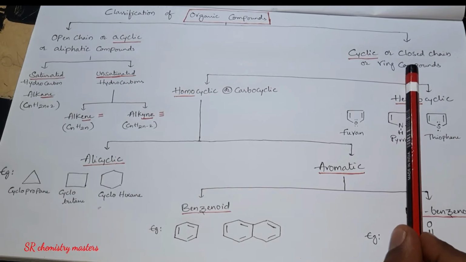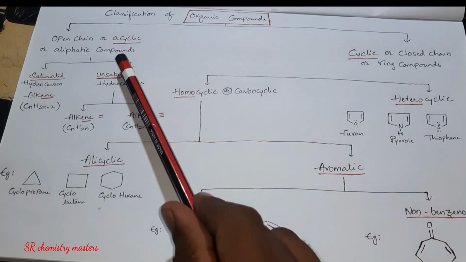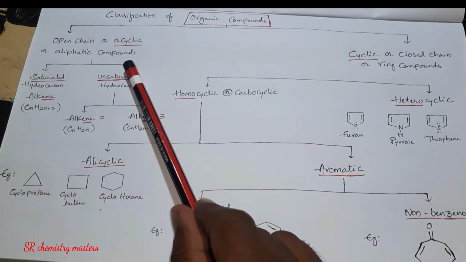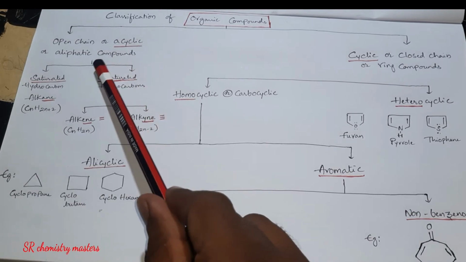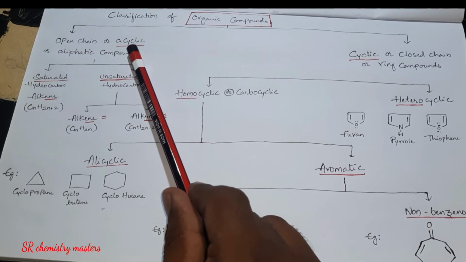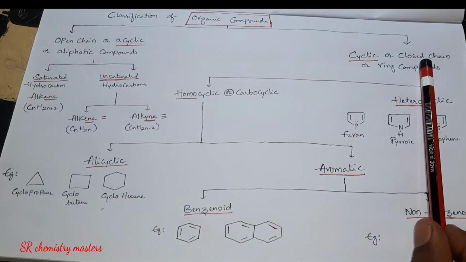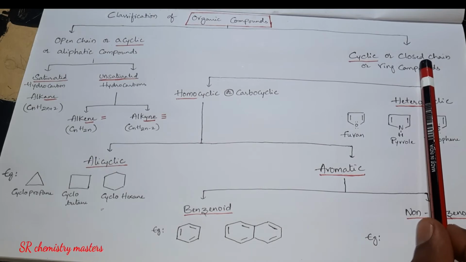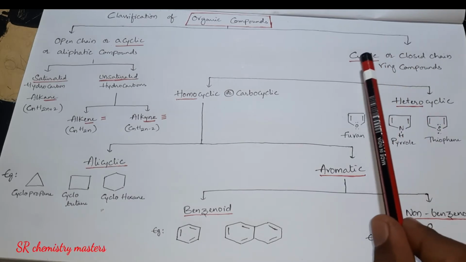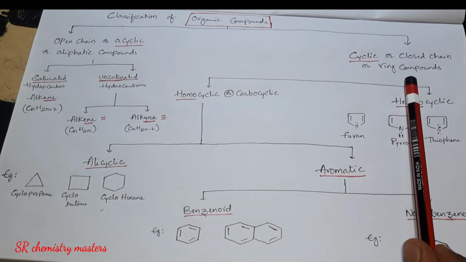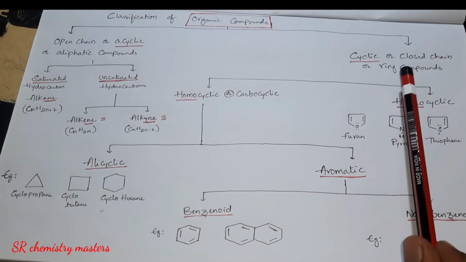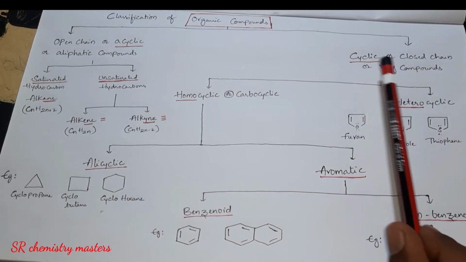Open chain structure means the structure in which two ends of the carbon compounds are not connected to each other. It can also be called acyclic or aliphatic. Acyclic means absence of cyclic structure. And the other one is closed chain structure, in which the two ends of the carbon chain are connected to each other by a bond. It can also be called cyclic structure or ring structure, and the compounds which have closed chain structure are known as ring compounds or cyclic compounds.